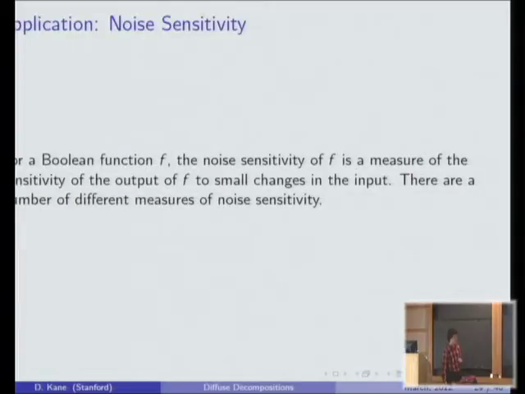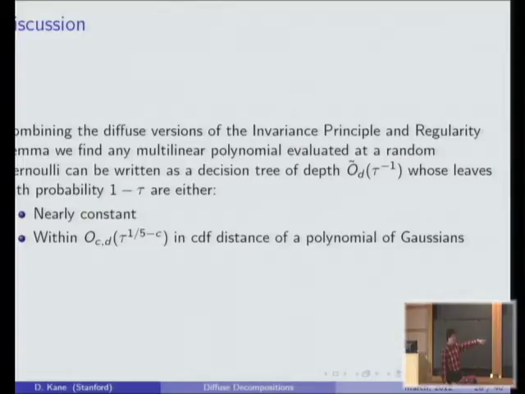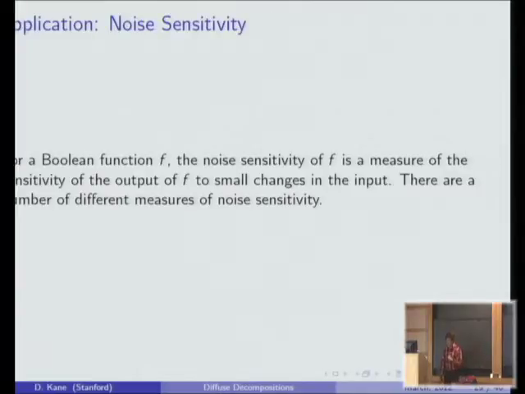For the noise sensitivity. For what are you talking? Yes. Here. This is already the best known for quadratic. Okay. So, blah, blah, blah. Noise sensitivity. I mean, okay.